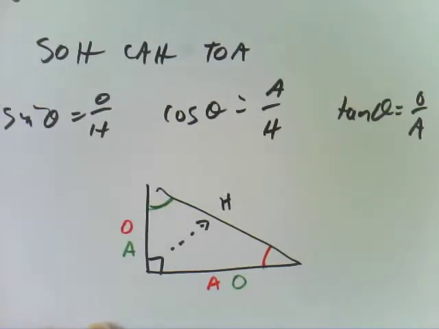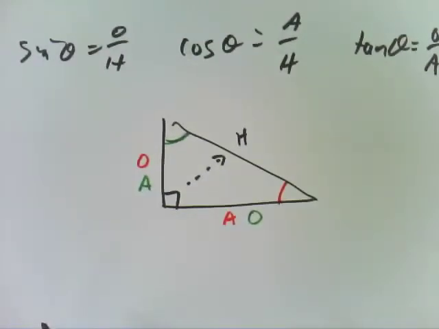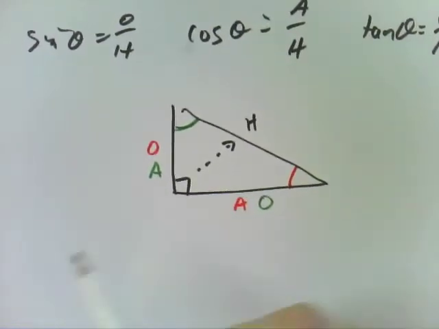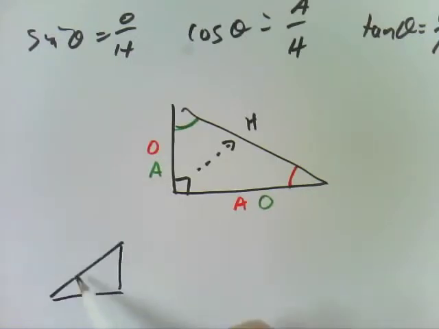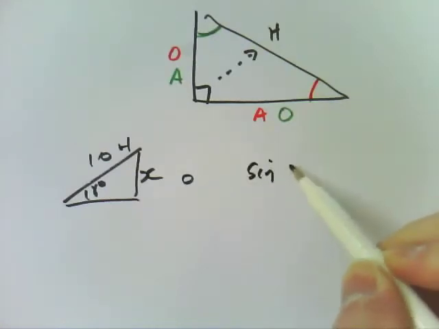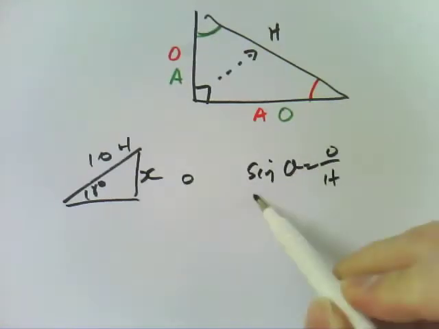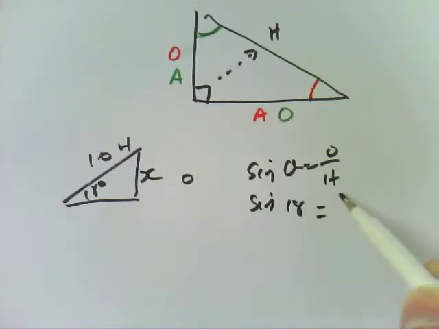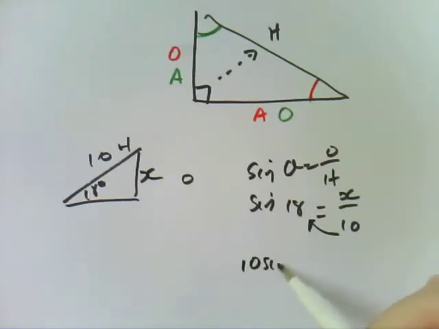Alright, so there are a couple of ways that they will ask you to work with this, and that is either finding the angle or finding the side. If we're trying to find a side, if we have a look at question 1a, we've got 10, 18 degrees and x. So we are looking at O and H, which we know means sine, so sine of theta equals O over H. Sine 18 equals x over 10, and then we get that over the other side, so 10 sine 18 equals x, and then you just calculate that.